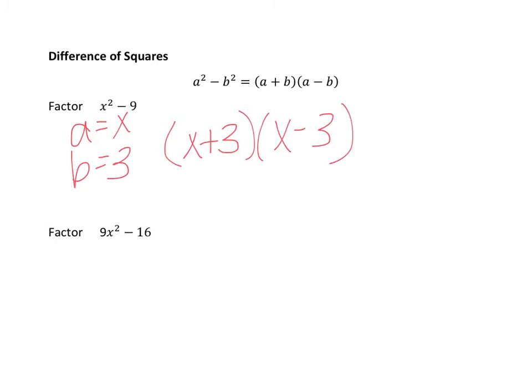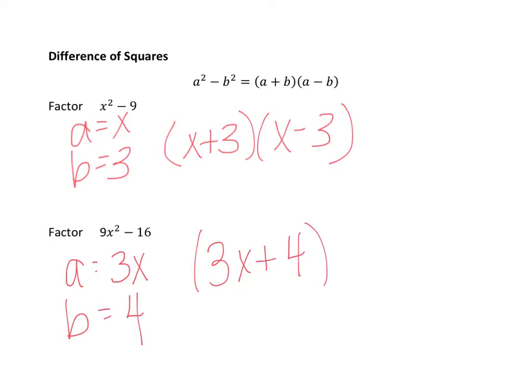If I factor the second one, see if you can factor it yourself first. In this case, what am I squaring to get 9x squared? Well, I've got to square 3 to get 9 and x to get x squared. What do I square to get 16? 4. So 3x plus 4, 3x minus 4.